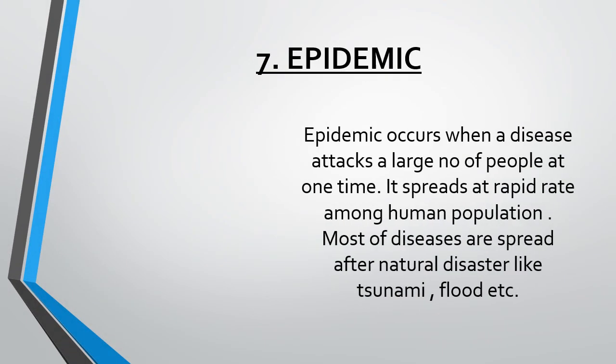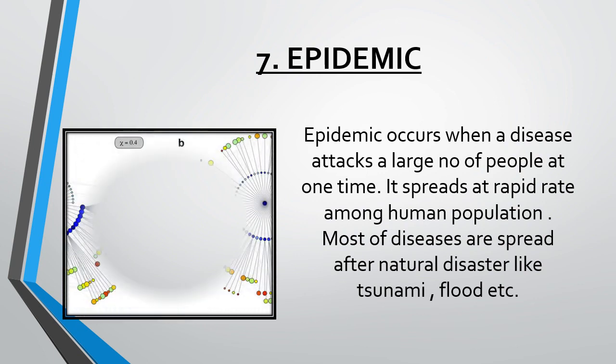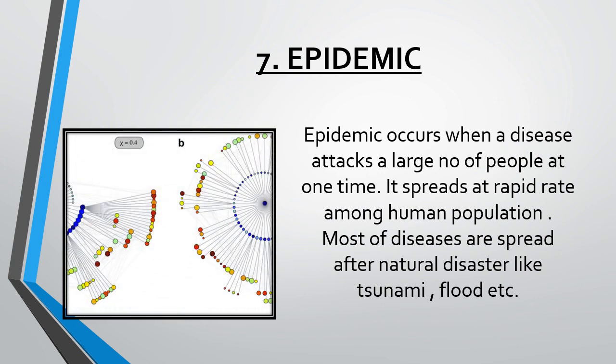Seventh, epidemic. An epidemic occurs when a disease attacks a large number of people at one time. It spreads at a rapid rate among the human population. Most diseases are spread after natural disasters like tsunamis and floods.